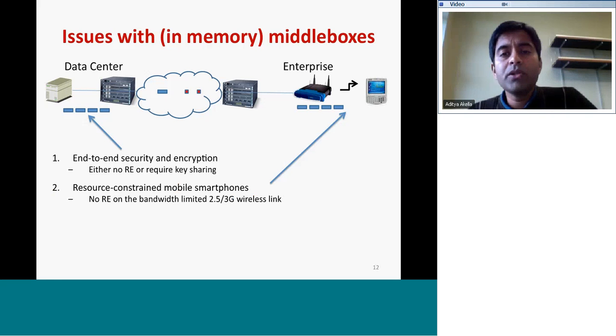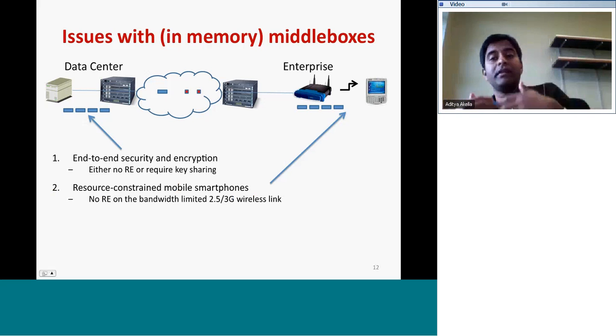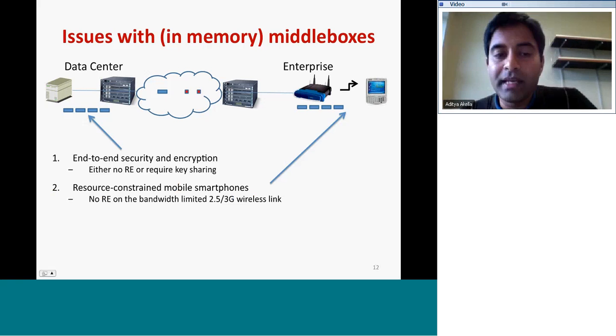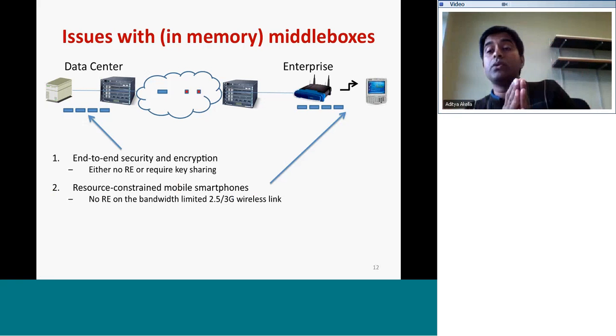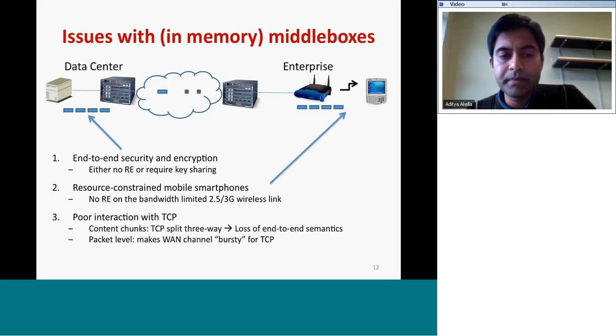The second problem is that redundancy elimination works between these two middleboxes, but full payloads go to the actual end devices. So you don't really help out with devices like smartphones that have otherwise limited capability. Your RE benefits, redundancy elimination benefits, don't extend all the way to the endpoints.